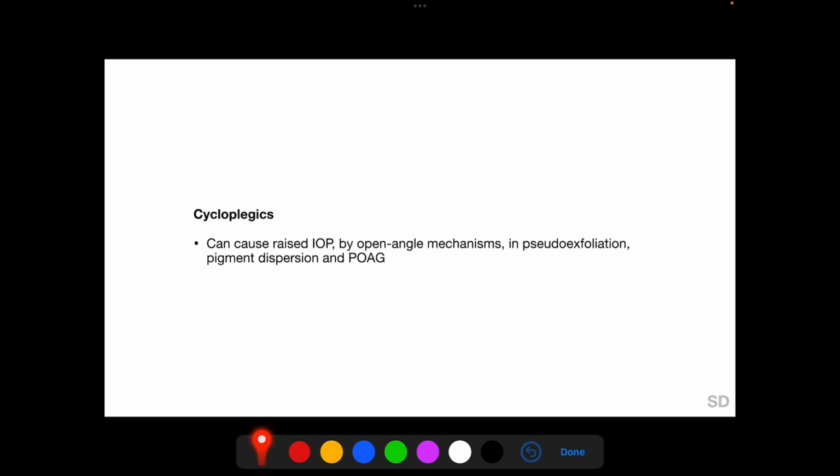In addition to provoking angle closure attacks, cycloplegics can cause raised intraocular pressure by an open-angle mechanism in pseudoexfoliation, pigment dispersion, and primary open-angle glaucoma. In pseudoexfoliation and pigment dispersion, mydriasis may cause release of pseudoexfoliation material and pigment granules. And in primary open-angle glaucoma, administration of cycloplegics may affect the permeability of the trabecular meshwork.